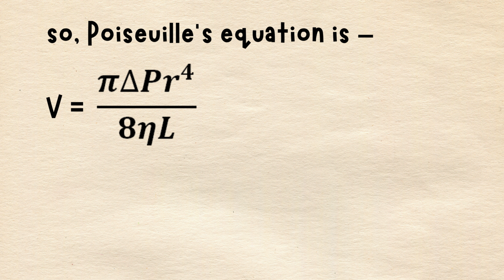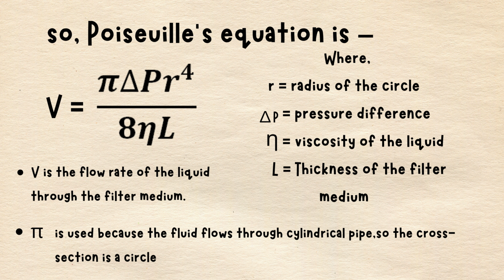So, Poiseuille's equation is V equals pi del P R to the power 4 divided by 8 eta L, where del P is the pressure difference, R is the radius of the circle, eta is the viscosity of the liquid, L is the thickness of the filter medium, and V is the flow rate of the liquid through the filter medium.